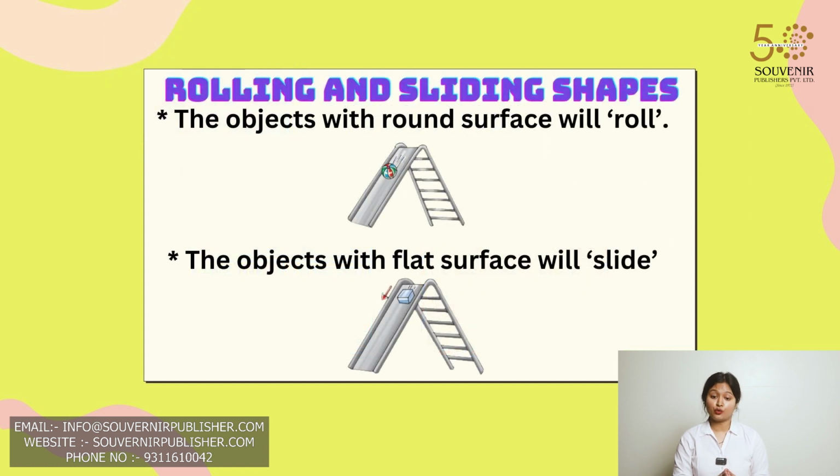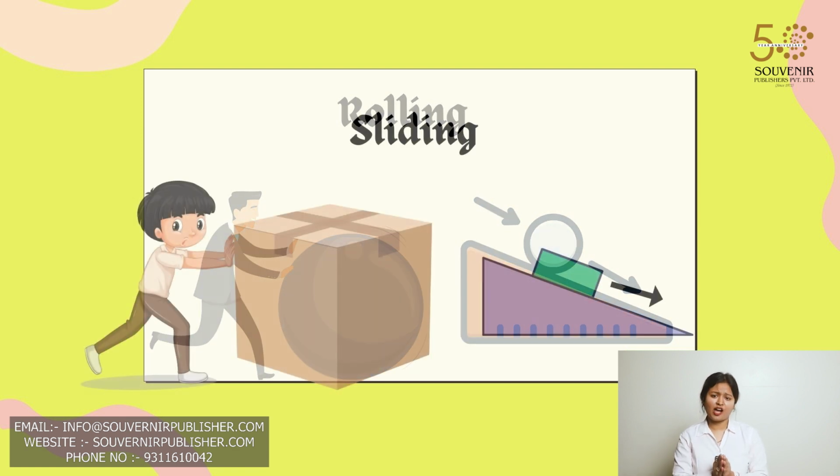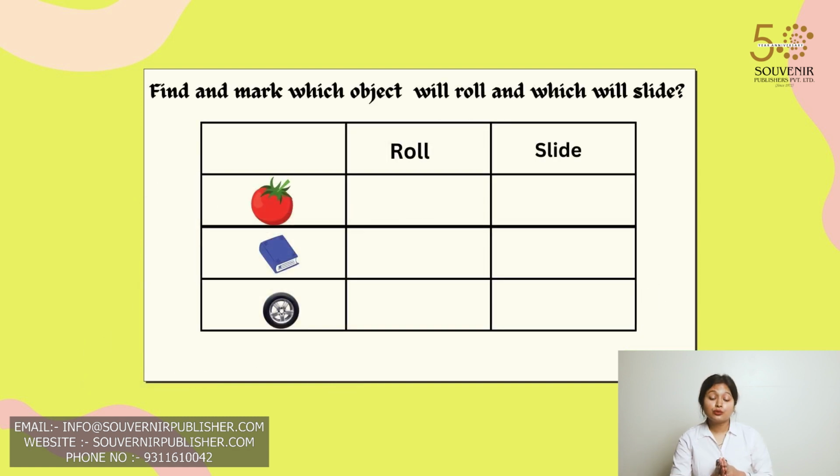Students, now let's know rolling and sliding shape. The objects with round surface are going to roll and the objects with flat surface will slide. So, if we have a ball, it is going to roll, and if we have a box, it is going to slide. For you students, we have few objects and you have to tell us whether it will roll or slide.